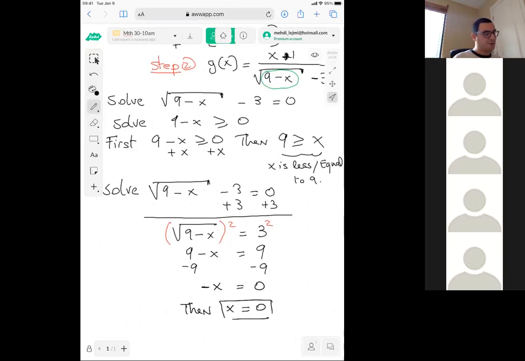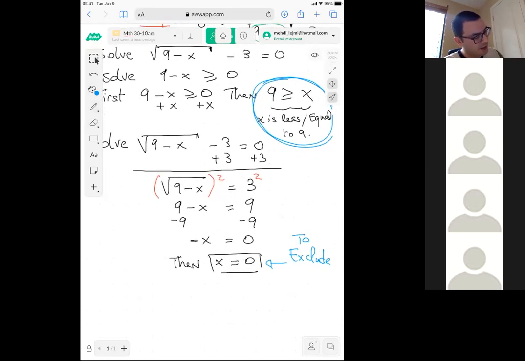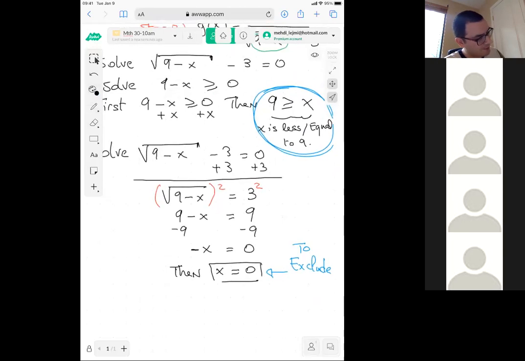So we have two things here. First, my x is less or equal to 9, right? And x cannot be equal to 0. So I have to exclude this value, right? Because that's when the bottom is 0. Okay, so the domain of G would be, so x first is less or equal to 9.